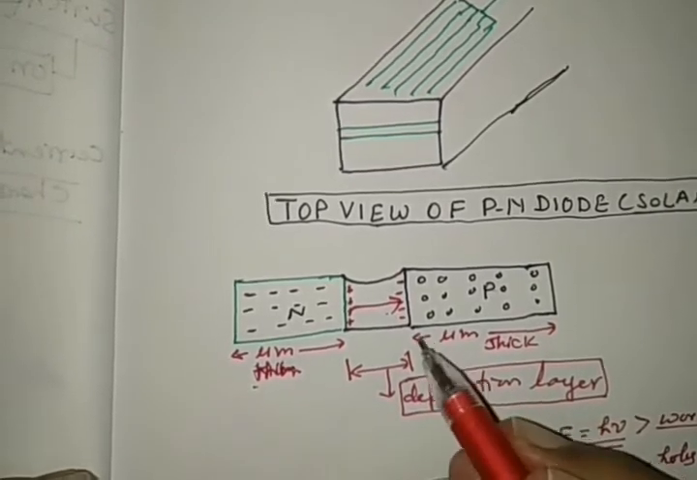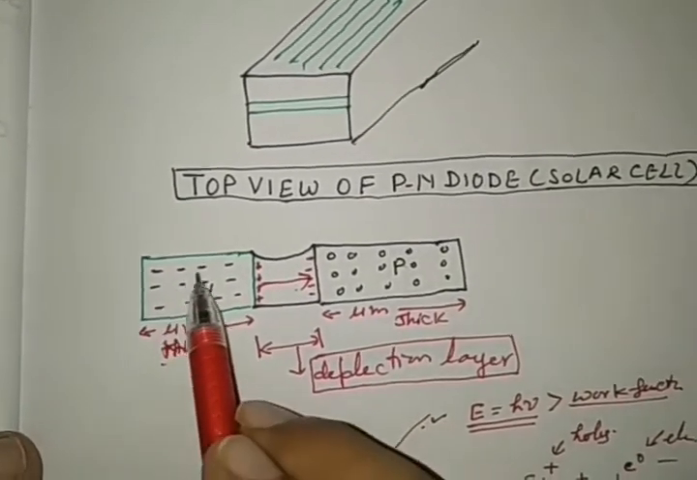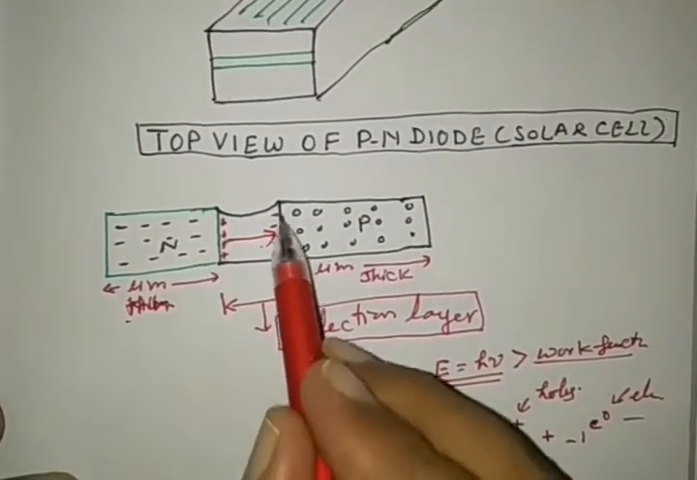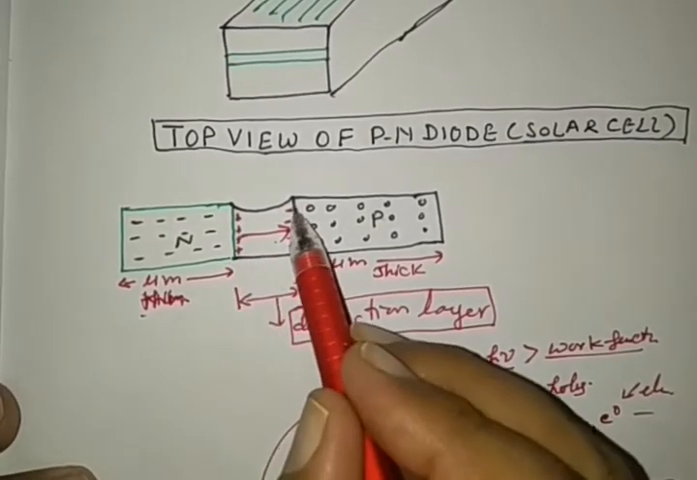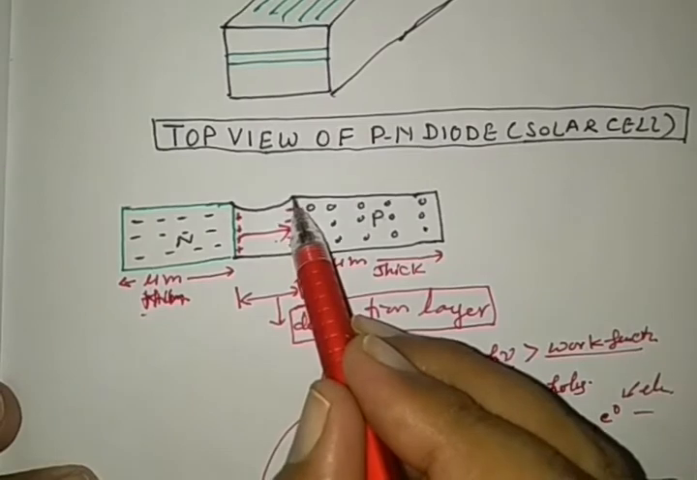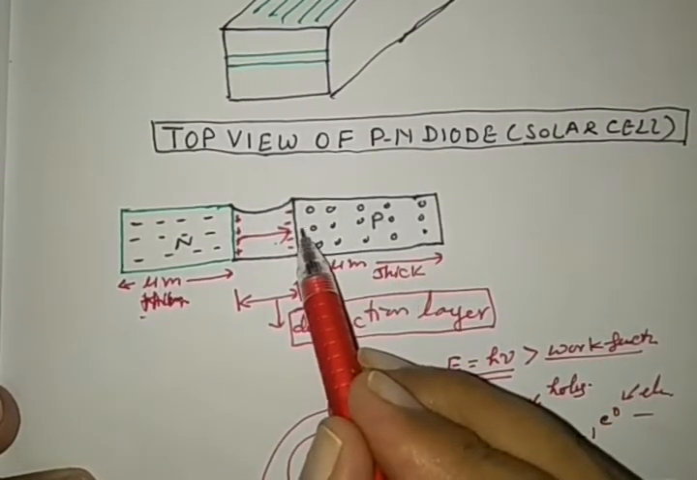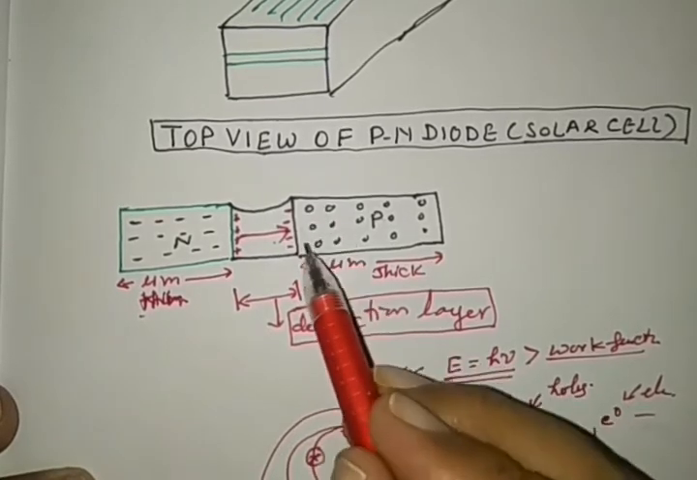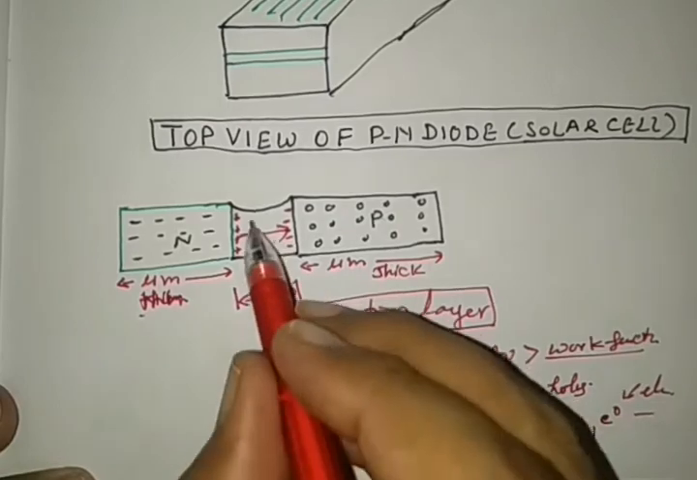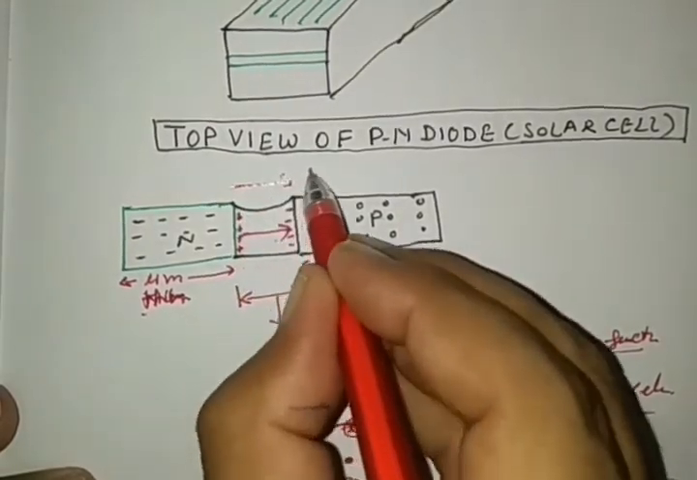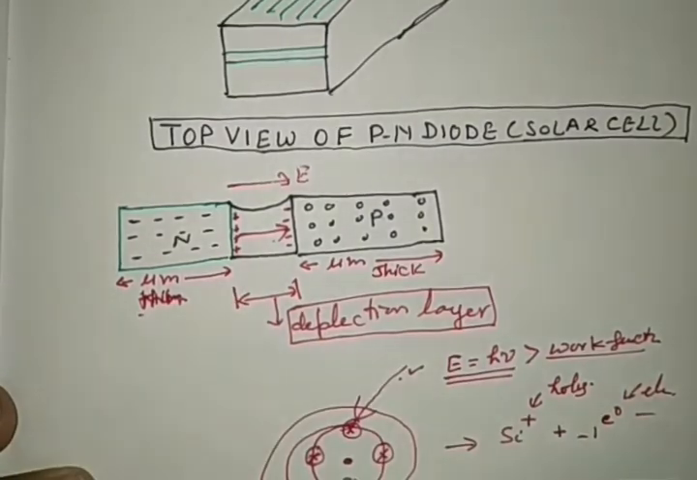See very carefully the concept. If in the n type majority charge carriers are electrons, so here in the depletion layer, first surface has accumulation of positive charge, whereas on the other layer, which is near to the p type semiconductor, which lies down, is the negative charge. So an internal electric field is developed in the depletion layer in this direction. See, it is clear.